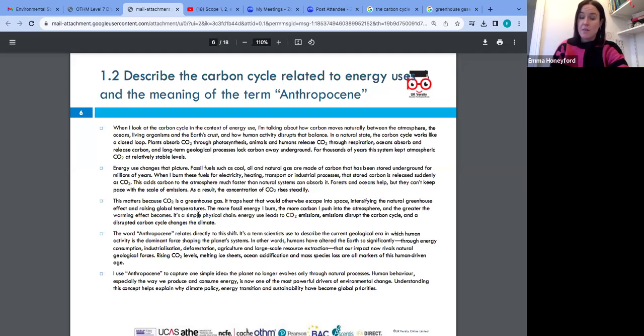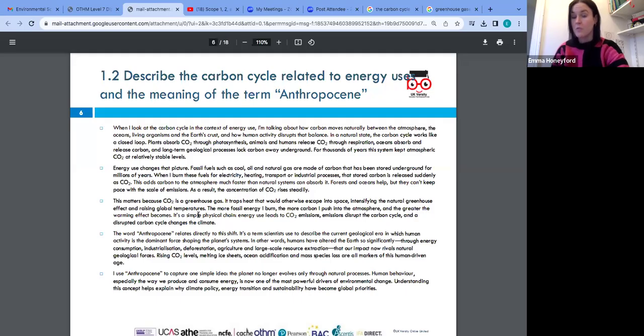So this has meant rising CO2 levels, melting of the ice sheets, which we need for carbon capture and for methane storage, etc. So ocean acidification and mass species loss are all markers of this human-driven age. So we use Anthropocene to capture one simple idea: the planet no longer evolves only through natural processes. So our human behaviour, especially the way that we produce and consume energy, is now one of the most powerful drivers of environmental change.